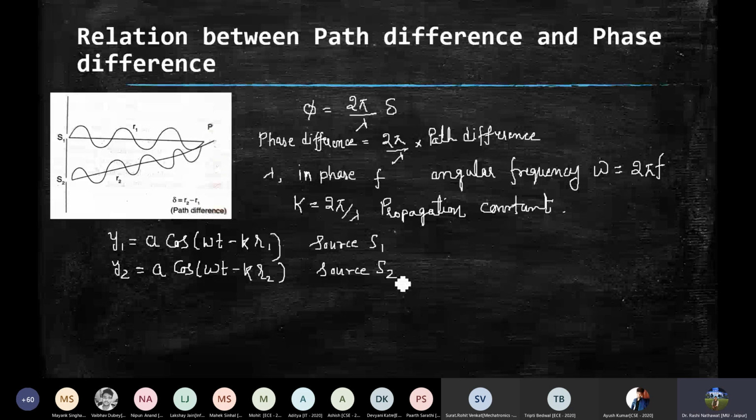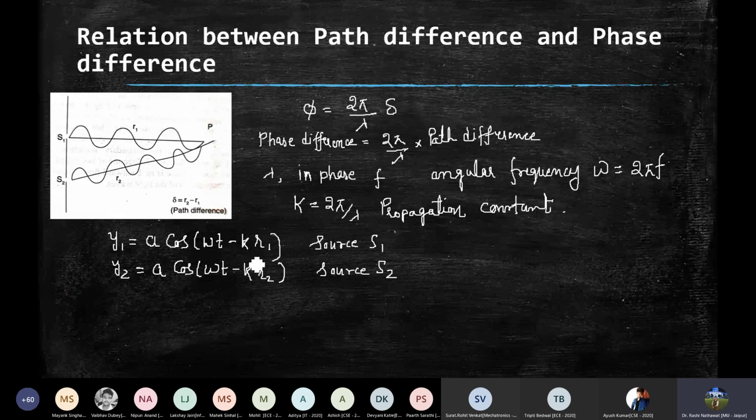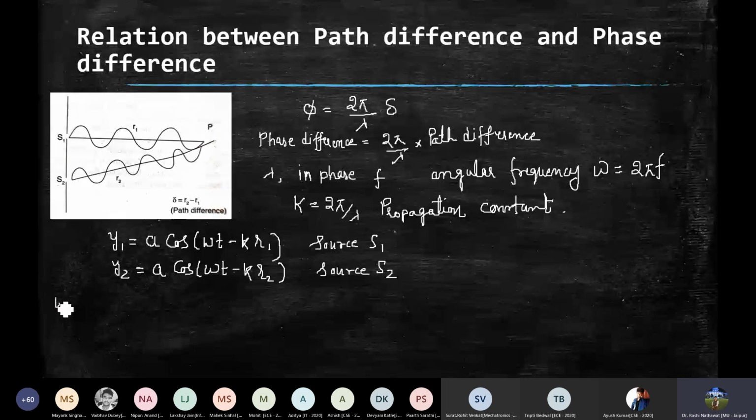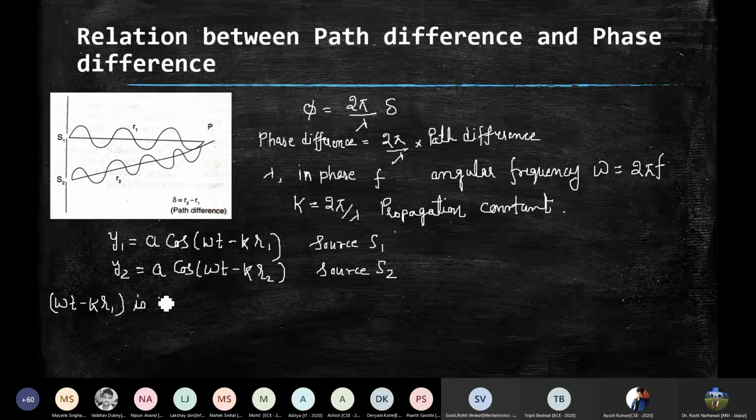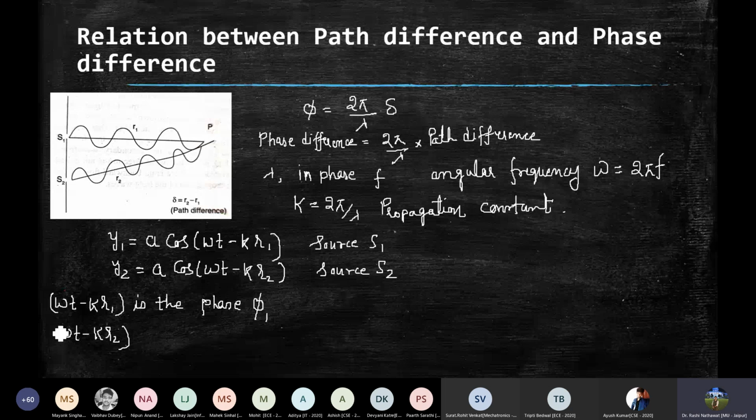Now here, this omega t minus k r1, what is it? This is the phase traveling by the wave. So to simplify it, I can assume omega t minus k r1 is the phase represented by phi 1. Similarly, omega t minus k r2 can be represented by phi 2.